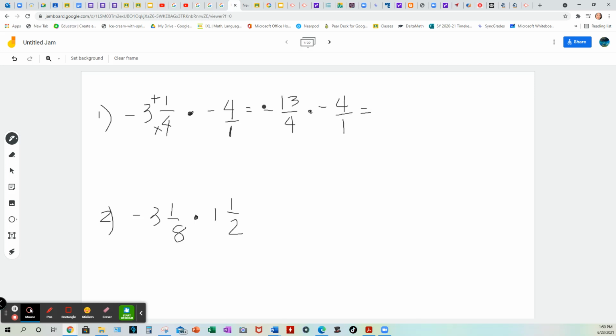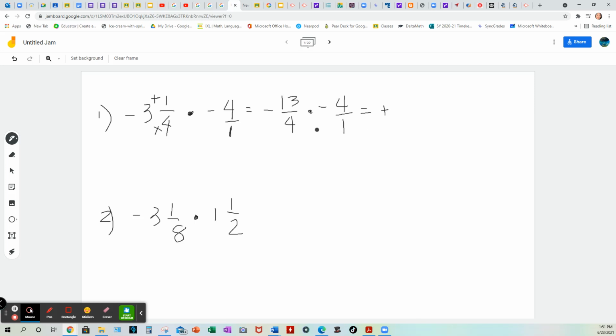Now we notice that both fractions are negative, and remember the rule: if the signs are the same in multiplying integers, the product is always positive. Same thing with division, but this is multiplication, so it's going to be positive. Even in division, if the signs are the same, the answer is always positive.